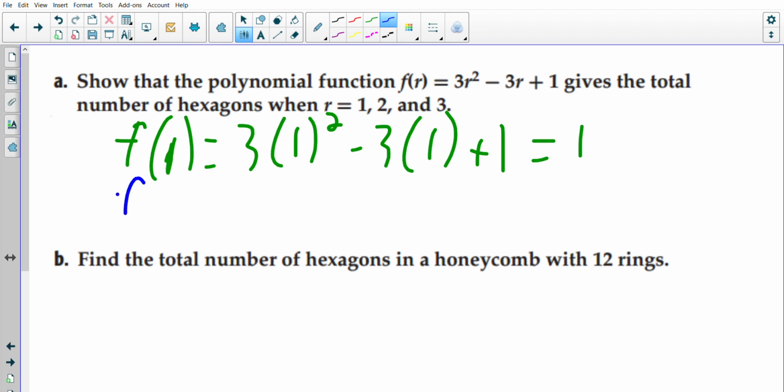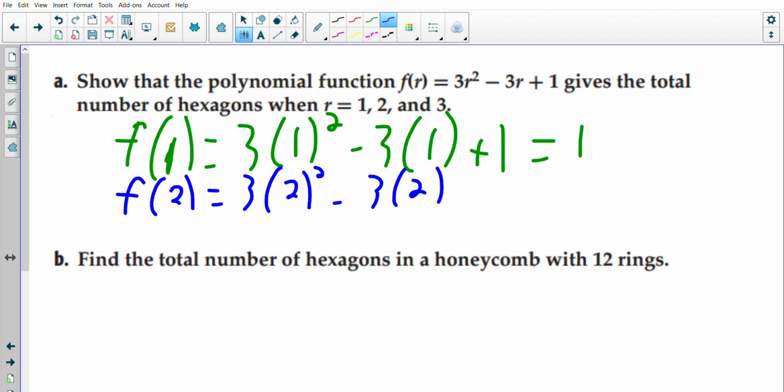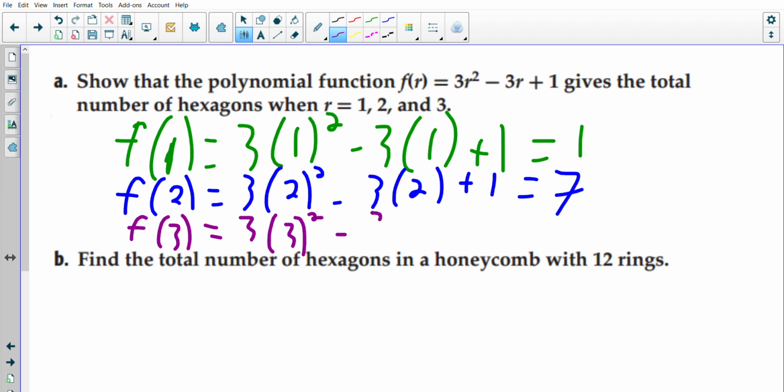Next one, f of 2 is equal to 3 times 2 squared minus 3 times 2 plus 1. So again, 2 squared, 4 times 3 is 12. 3 times 2 is 6, so 12 minus 6 is 6, plus 1 equals 7. Okay, and the last one, f of 3 is equal to 3 times 3 squared minus 3 times 3 plus 1. So once again, 3 squared is 9 times 3 is 27, minus 9, 18, plus 1 is 19.